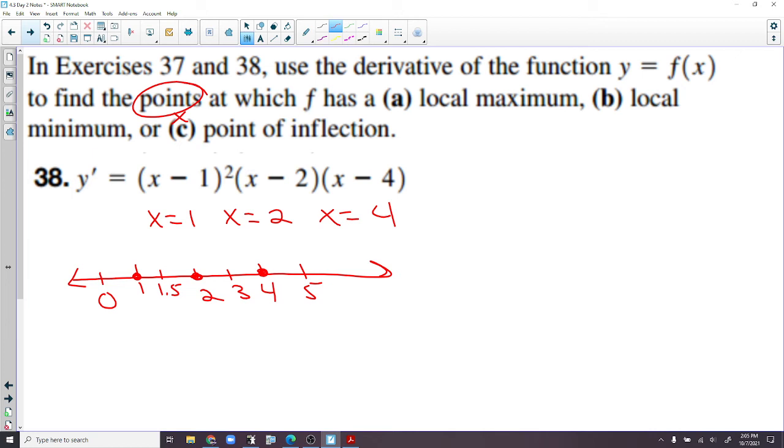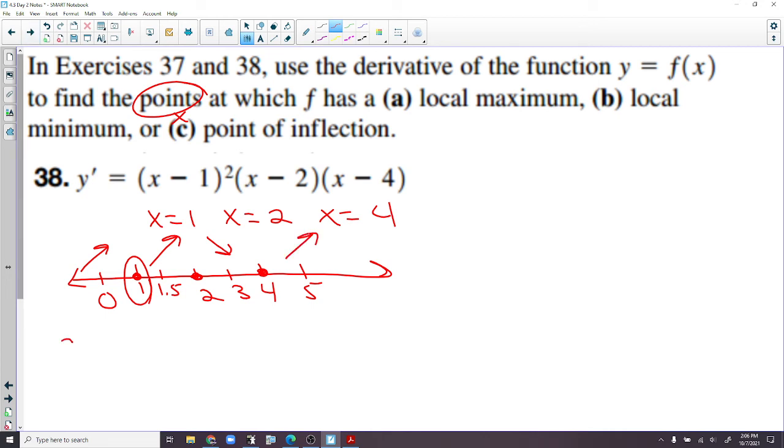So if I plug 0 in, I get a negative times a negative. That's a positive. The function's increasing. 1.5, that'll be a negative times a negative. Oh, it's still increasing. So what must have happened right here? Not a minimum, not a maximum. There's only one other choice, right? That had to be a point of inflection there. 3 in here is a positive times a negative. Now we have a local maximum. And when we plug 5 in, positive times positive is positive. We got a local minimum.